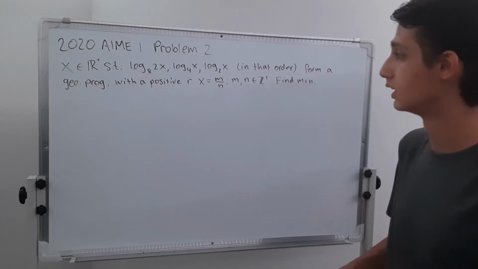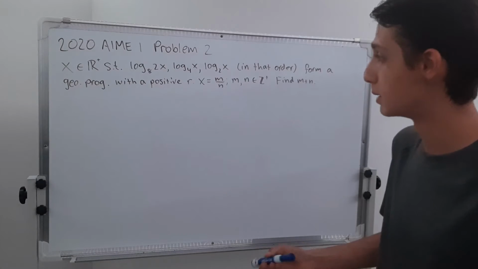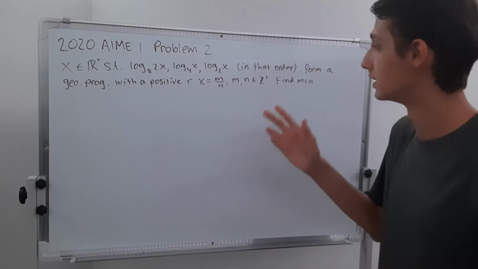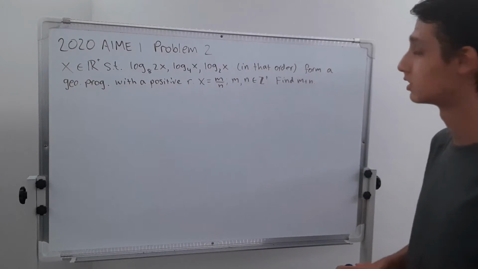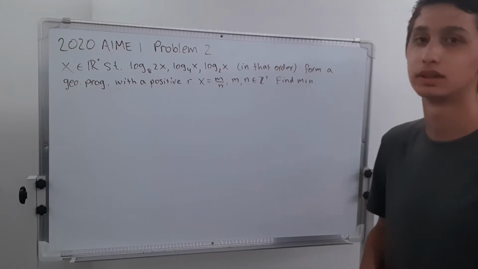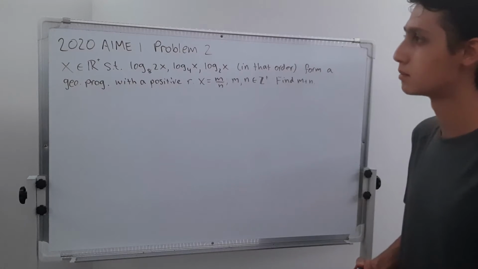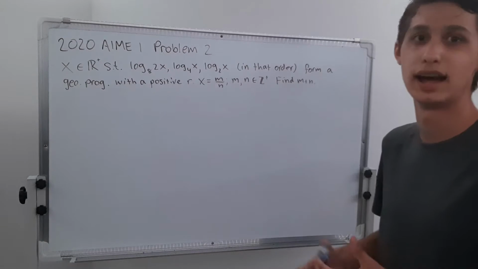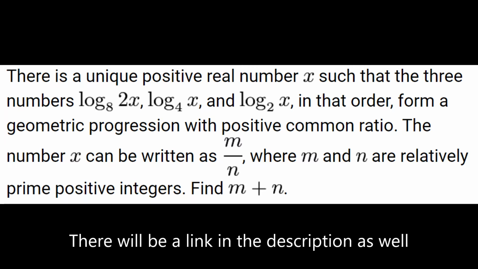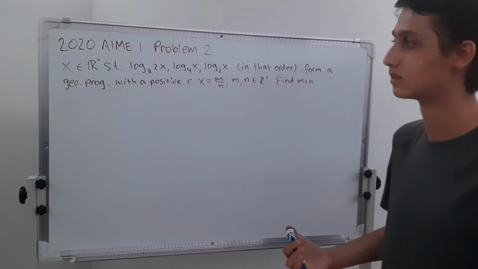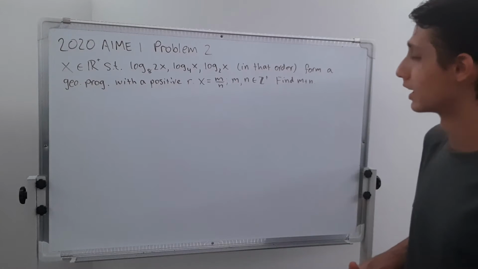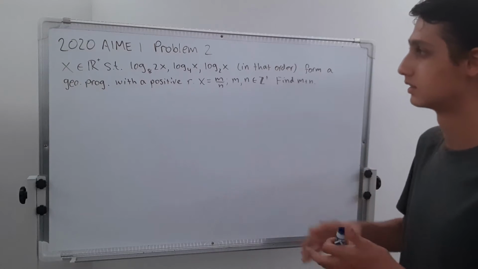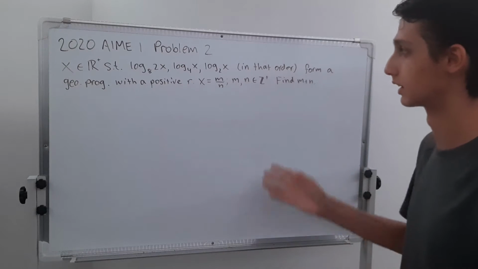x is a number that can be written in the form m divided by n, where m and n are positive integers, and I need to find m plus n. I'll probably have the problem on screen now. I just wrote it in a short way here.